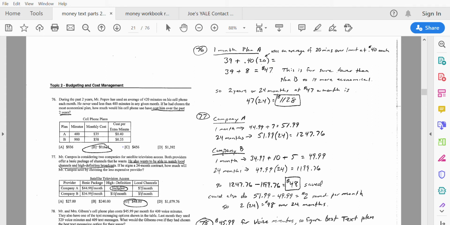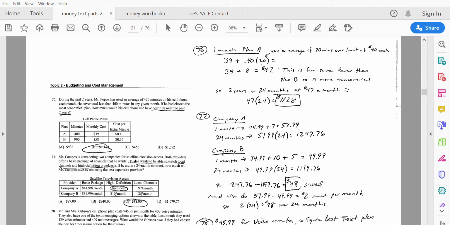Plan B, you get 900 minutes, but it costs $58 a month. Plan A is $47 a month. So $47 is for sure lower than the Plan B of 58. Now, he would get way more minutes with Plan B, but he uses an average of 420. So for his uses, Plan A is better. So that's the more economical one.